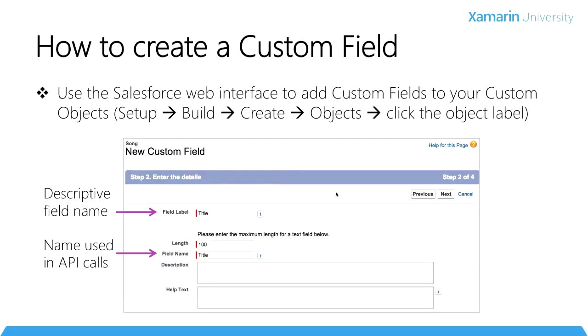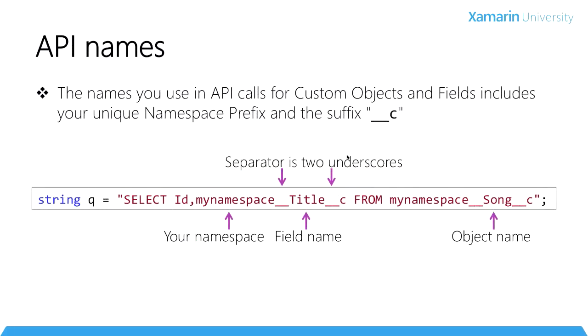What's interesting to note about these field names is that they will be used with a namespace prefix added to the front of the field name and then a __c added to the end. This means that the names you choose for your custom objects and custom fields are not used by themselves in API calls. To ensure uniqueness and to distinguish them from standard objects and system fields, your names are combined with your namespace prefix and the __c suffix. So typically, when we query our objects, we could have a command that looks like this on screen.